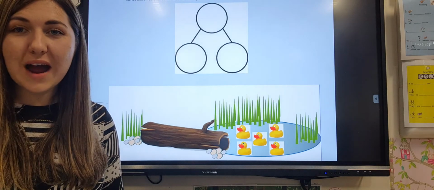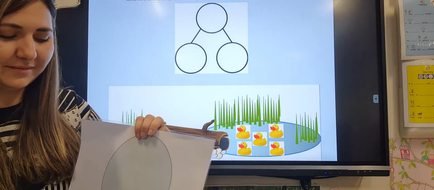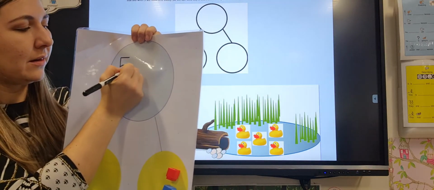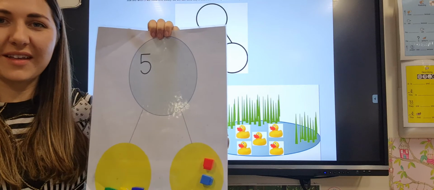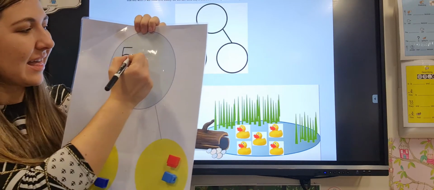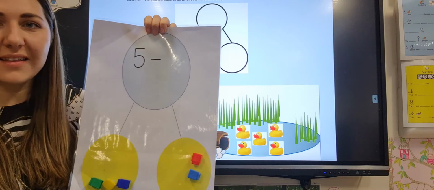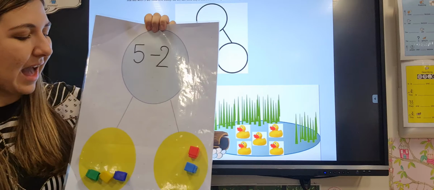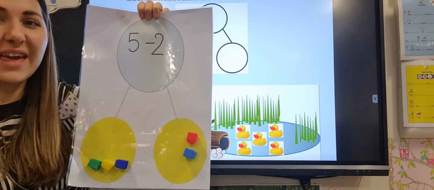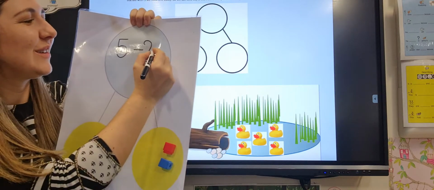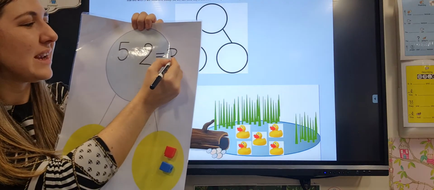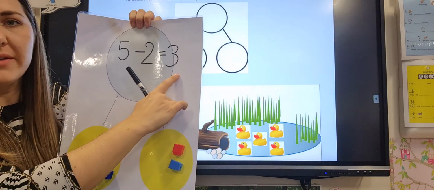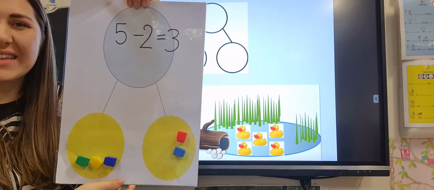Do you think you could write that calculation? Our whole was 5. How many ducks flew away? That's right, 2 ducks flew away. How many ducks were we left with in the pond? Good. We were left with 3. 5 subtract 2 equals 3. Well done, everybody.